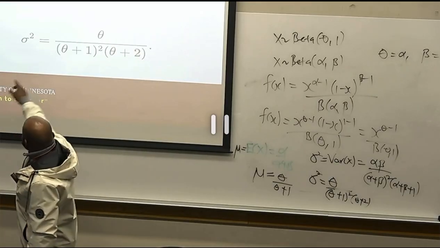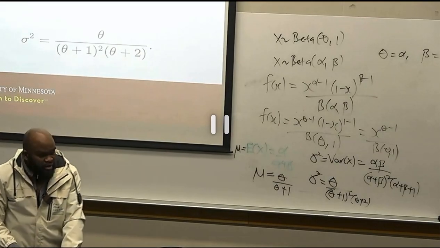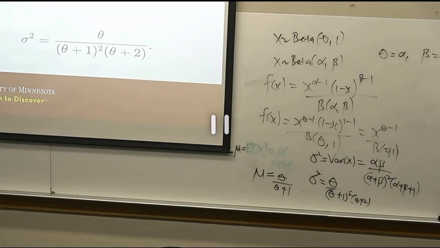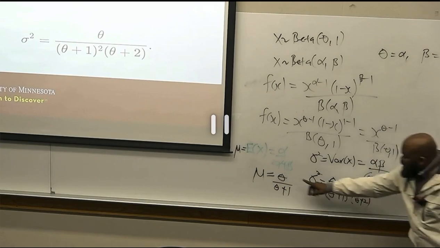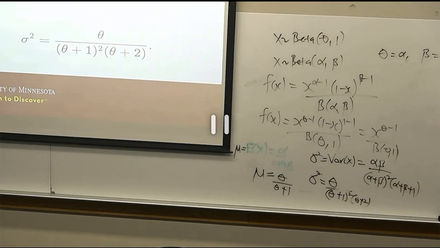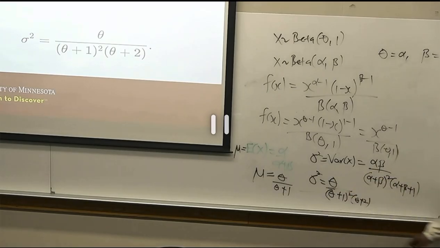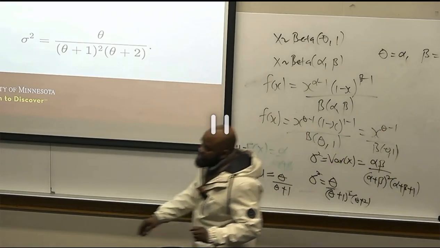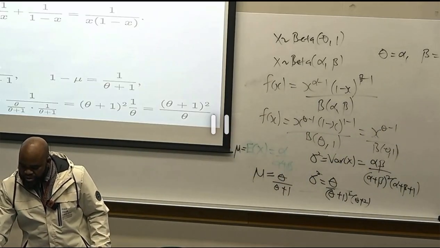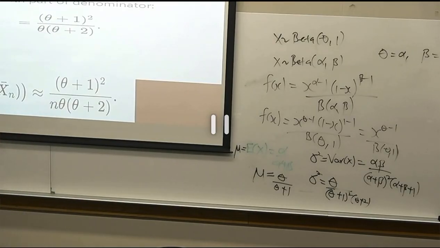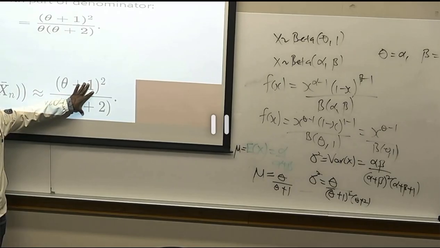That was why you have this here. That is what I now want to put in. I'm going to put theta over theta plus 1 wherever I see mu here, and I'm going to put this expression wherever I see sigma squared. That was what I was doing to finally arrive at this. So the variance is going to be this.